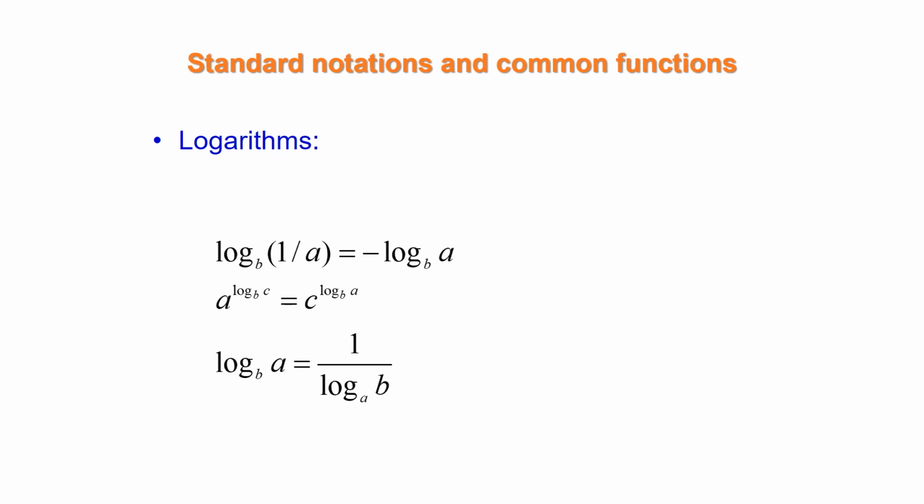Log b of 1 over a equals minus log a with base b. a to the power of log c with base b equals c to the power of log a with base b. Log a with base b equals 1 over log b with base a.